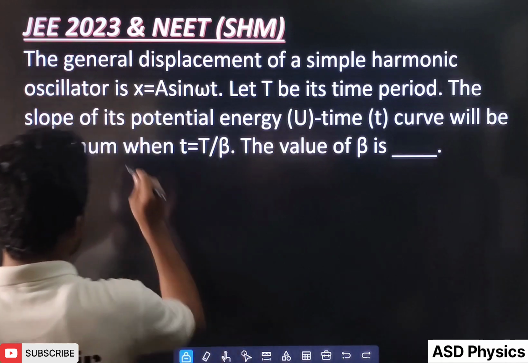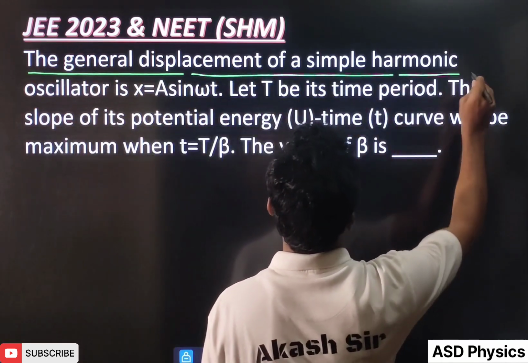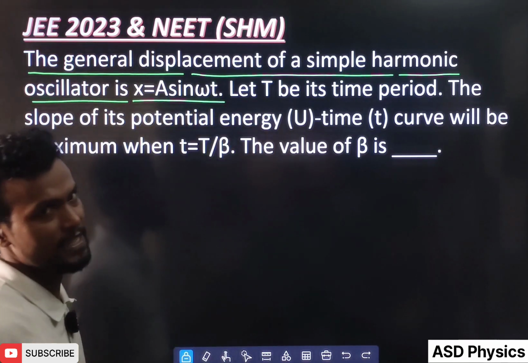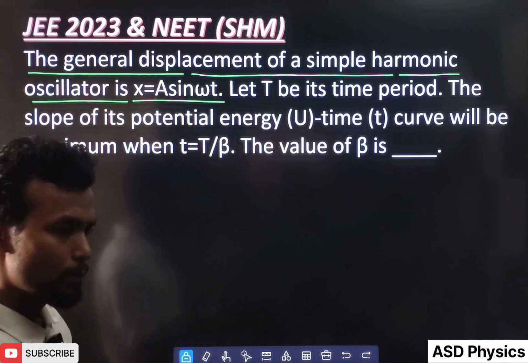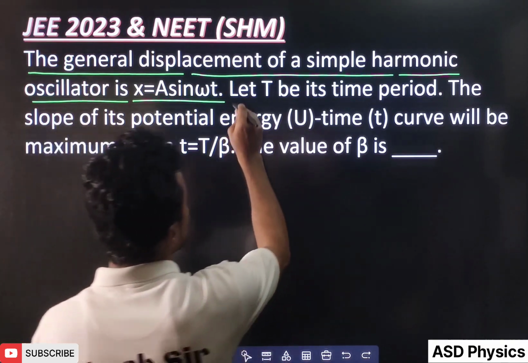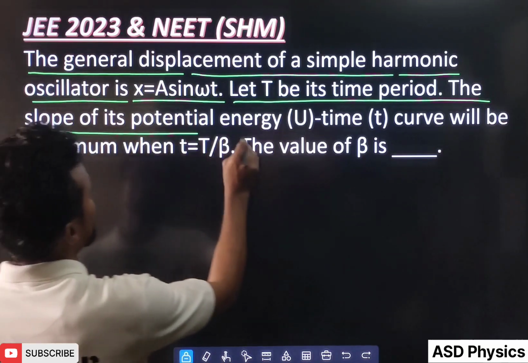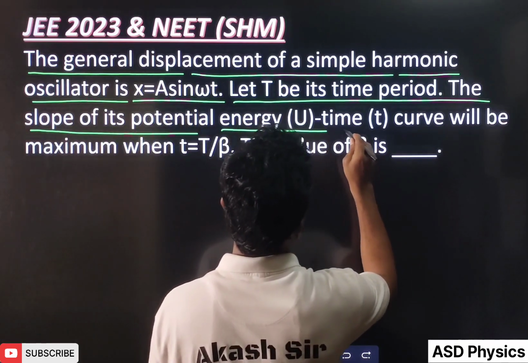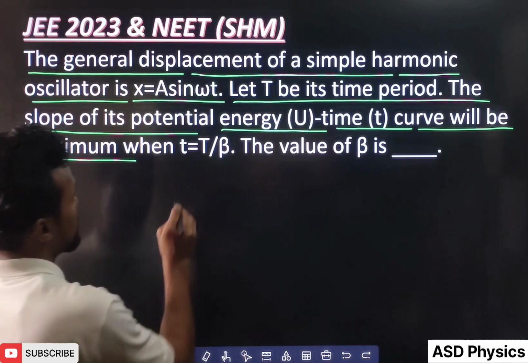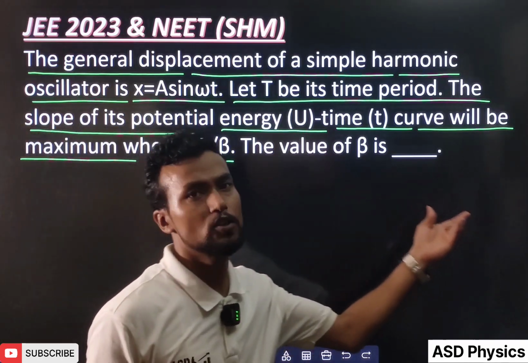The question is: the general displacement of a simple harmonic oscillator is x equal to a sin omega t. By default it is undamped oscillation, friction and all is not involved. Now let T be its time period. The slope of its potential energy U versus time t curve will be maximum when t equals capital T by beta. Then what is the value of beta?